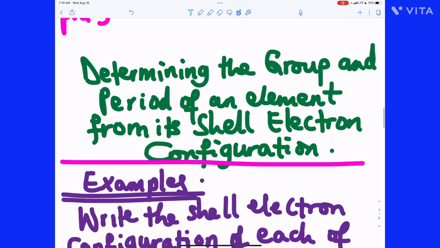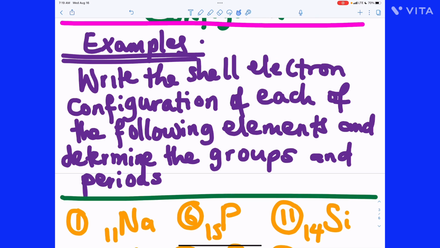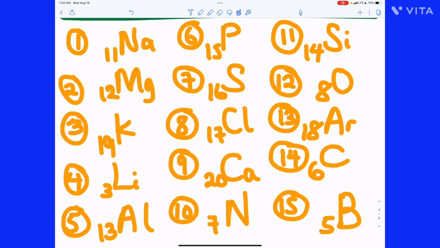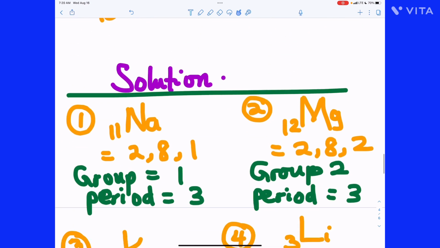So, let's look at how the group and period of an element is determined using its shell electron configuration, using the arrangement of electrons in its atoms. The question says, write the shell electron configuration of each of the following elements and determine their groups and periods. So let's take the elements one by one: sodium, magnesium, potassium, lithium, aluminum, and so on. You can pause to copy the question so that when I get to the steps, you won't have to always come back here. So let's go together.